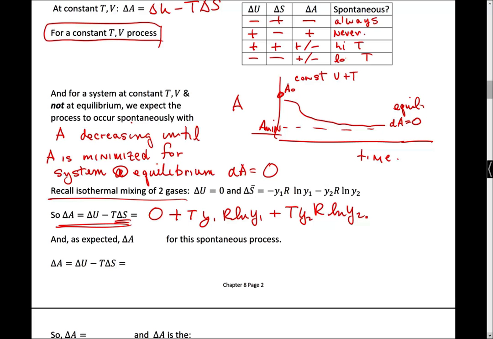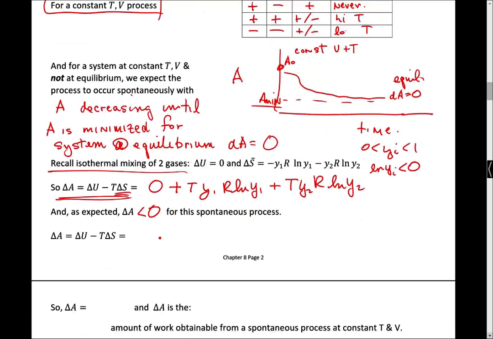And then if we look at this and ask what it gives us in terms of the sign of delta A, we know that yi is between 0 and 1, which means the natural log of yi will be, help me out, less than 0, it's negative. And R and T are positive. This is between 0 and 1. That tells me this term is negative, this term is negative, so the whole thing is negative. And this is consistent with what we've seen for delta S, and this is what we would expect to spontaneously occur. Therefore, delta A has to be less than 0.